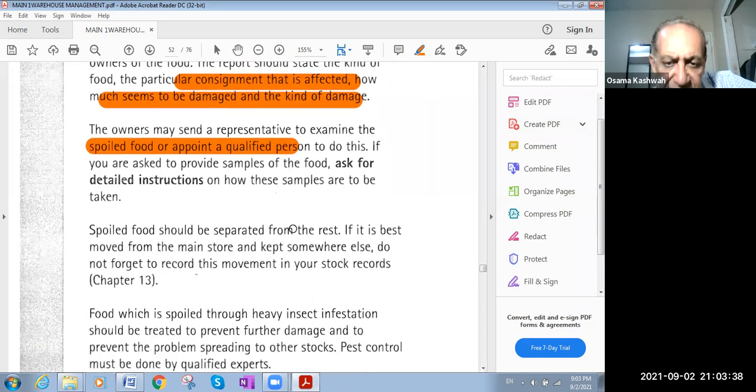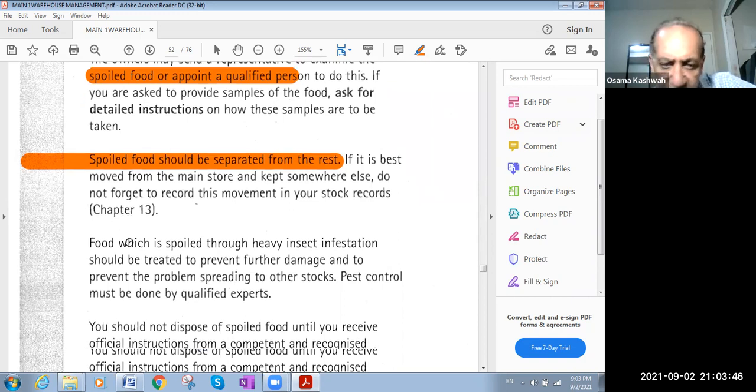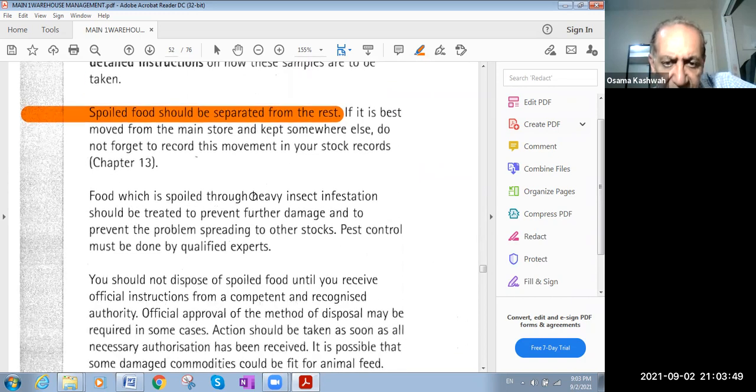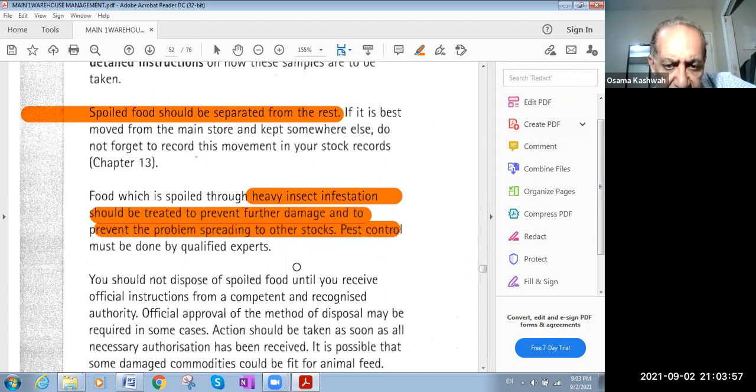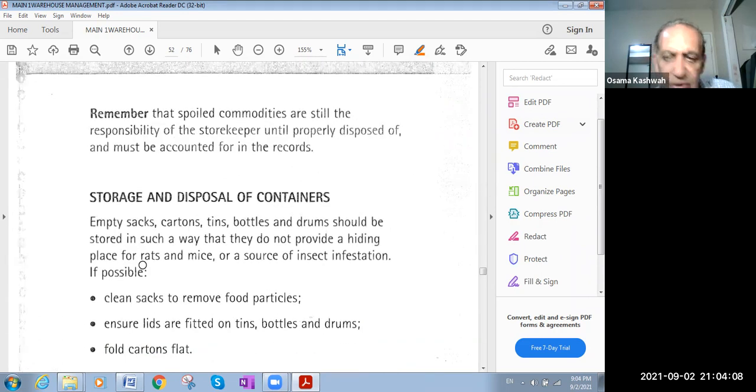Spoiled foods must be separated from the rest. It's fine. You have to separate the spoiled ones from the rest. Like we said before, food which is spoiled through heavy insect infestation should be treated to prevent further damage and to prevent the problem spreading to other stock. You should not dispose of spoiled food until you receive official instructions about how to deal with the spoiled foods and the areas with the spilt food. Okay.